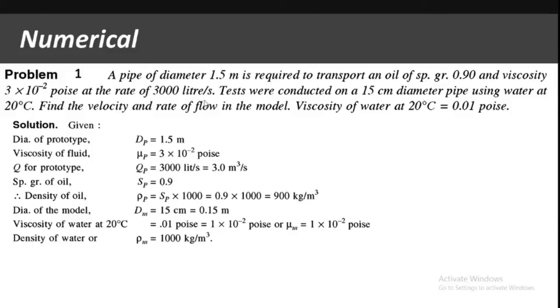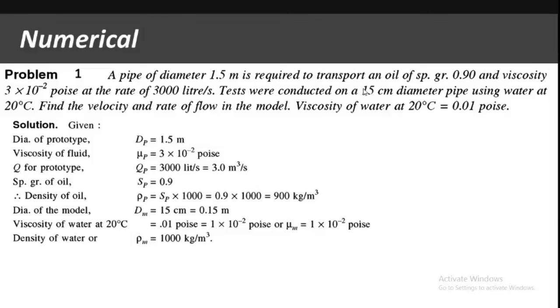Okay, at 3000 liter per second. So you get discharge of prototype 3000 liter per second. So 3000 into 10 power minus 3, so 3 meter cube per second. And specific gravity कितना बोला है? 0.9 for prototype. Then tests were conducted on a 15 centimeter pipe.